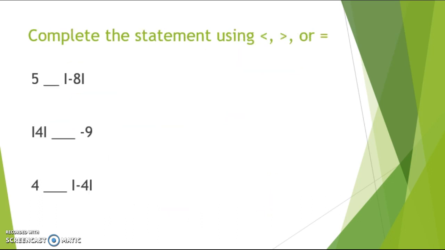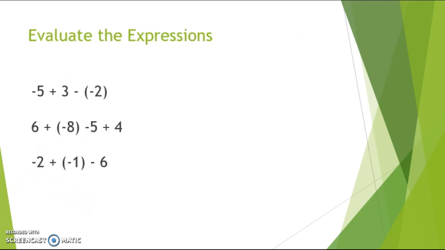For these next ones, we're completing the statement using a less than, greater than, or equal to sign. So we're just going to fill in the blanks here. If we're looking at it, we have 5, and we have the absolute value of negative 8. We know that that's really 8, and 8 is greater than 5, so we're going to have a greater than sign. Here, this is really 4. 4 is greater than negative 9, and then 4 and negative 4, that's really 4, so it's equal to.